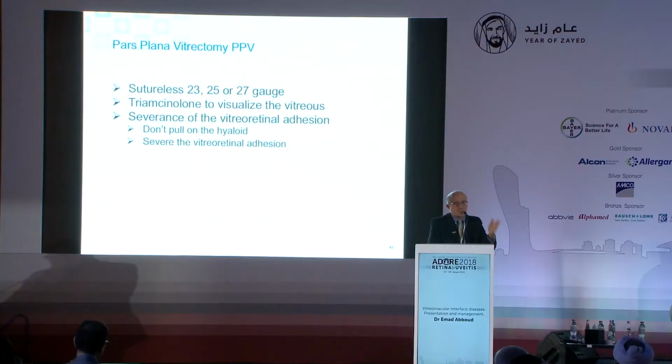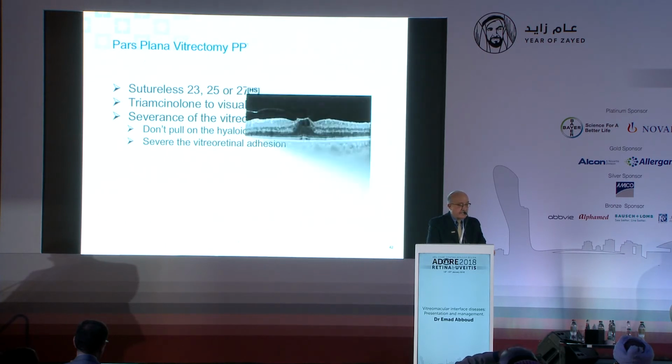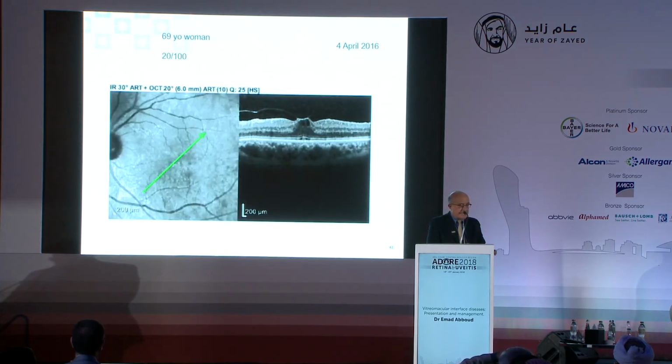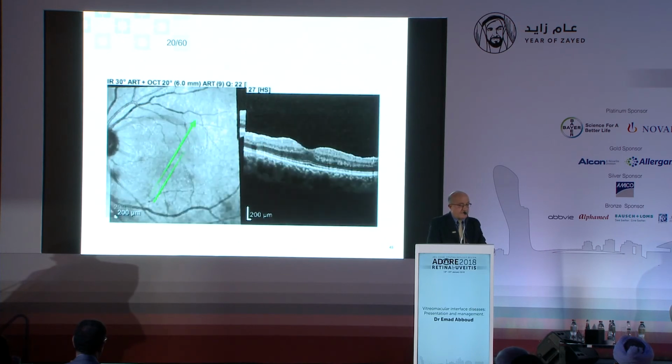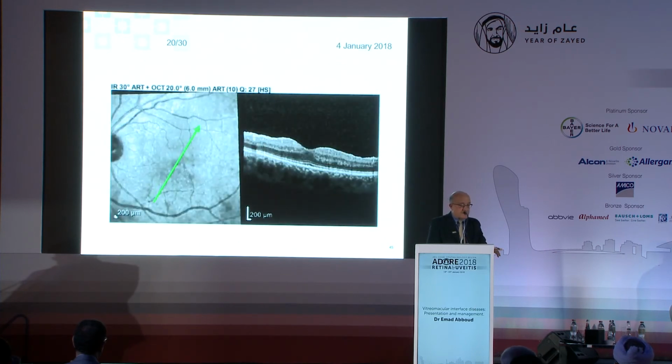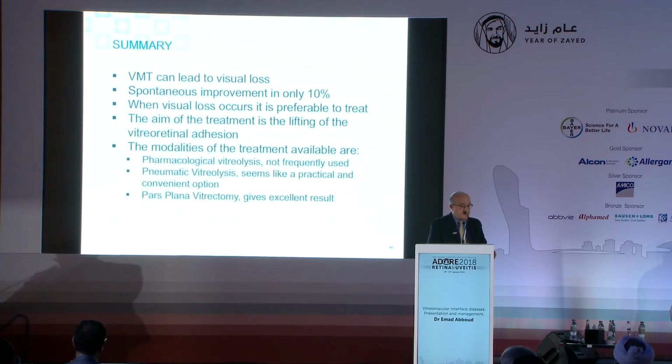Whether to peel ILM or not to peel ILM is really a discussion, but it's not the most important thing for the success of these cases. The most important thing is to sever the traction that's coming from the vitreous. And this is just an example of one of my patients for whom I've done this pars plana vitrectomy. So in summary, the vitreomacular traction can lead to visual loss.